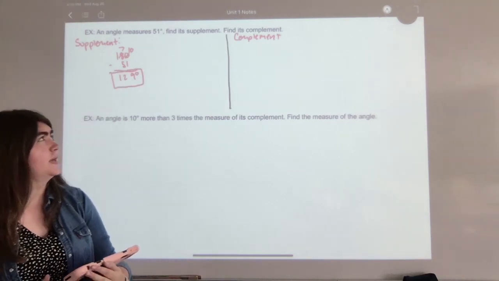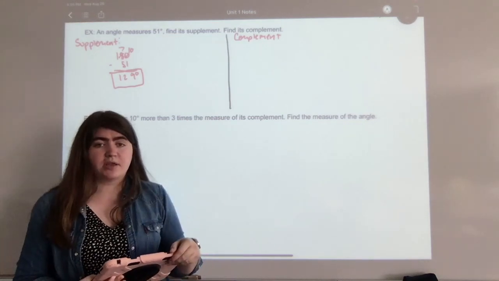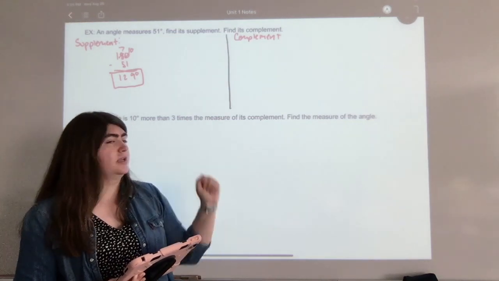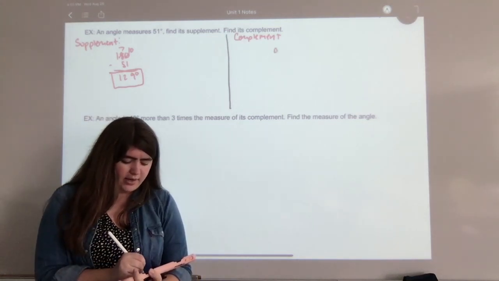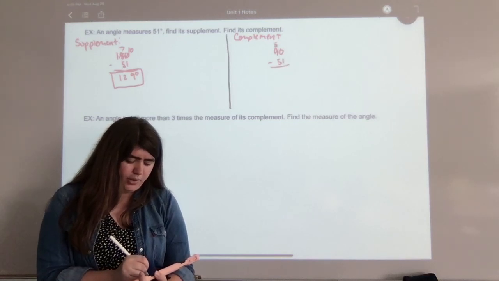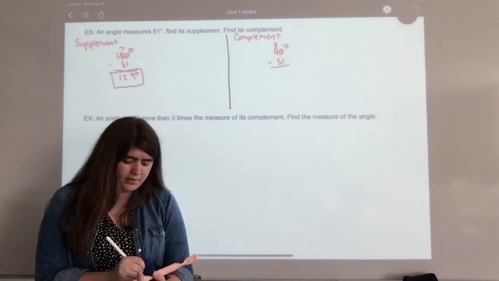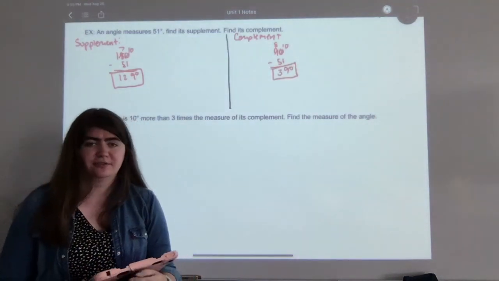And its complement: complementary angles are two angles that add up to 90 degrees. So a complement needs to complete the 90 degree angle measurement. So I have 90 degrees minus 51 degrees. Again, we're going to borrow. 10 minus 1 is 9, 8 minus 5 is 3, which means that our complement is 39 degrees.